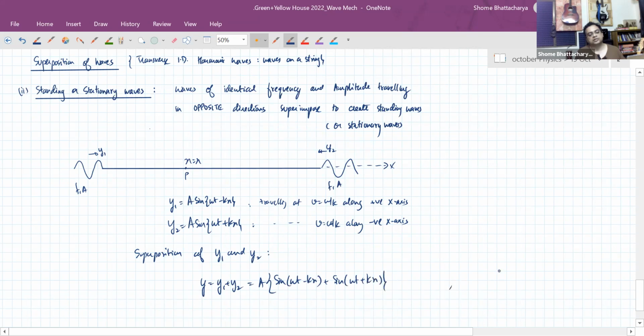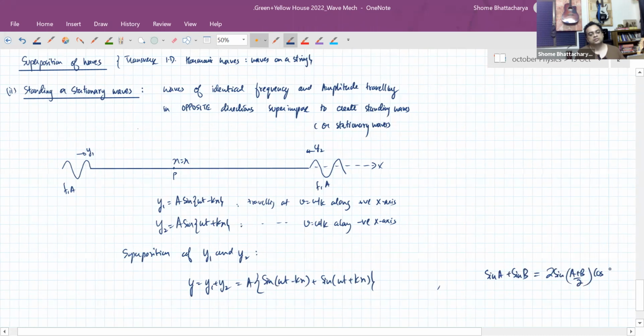Okay. Now we just use this familiar formula from trigonometry, 2 sin((A+B)/2) cos((B−A)/2) if B is larger than A; if A is larger than B, then it is cos((A−B)/2). So just apply this formula over here.